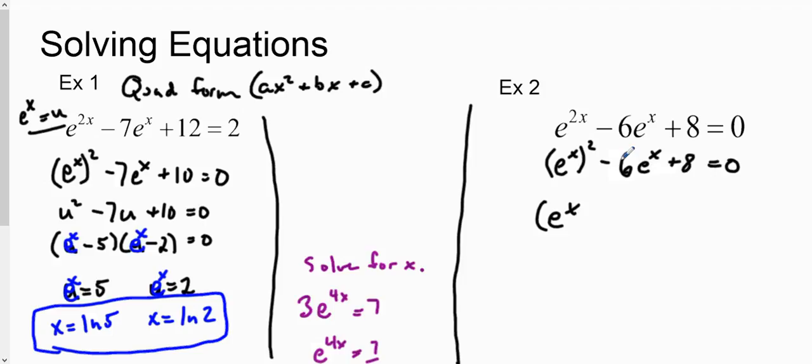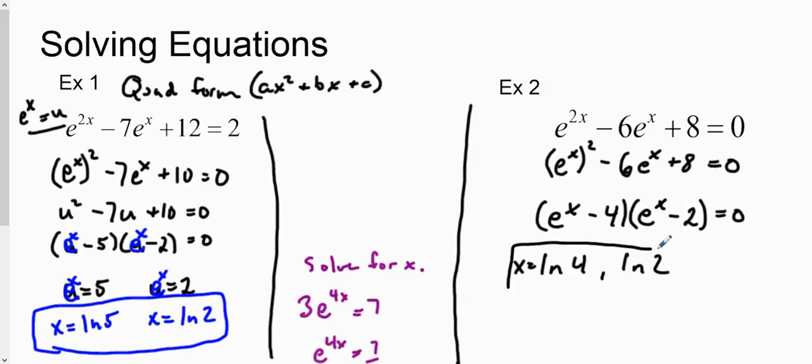See if you can factor 8. Does any of that add up to 6? I believe 4 and 2 does. So we go e to the x minus 4 and e to the x minus 2 equals 0. So what do we got here? Well, x has to equal the natural log of 4 and the natural log of 2 again. There are our two solutions.